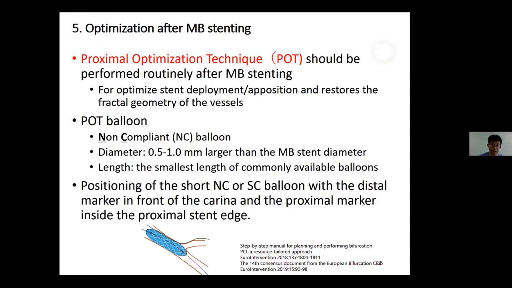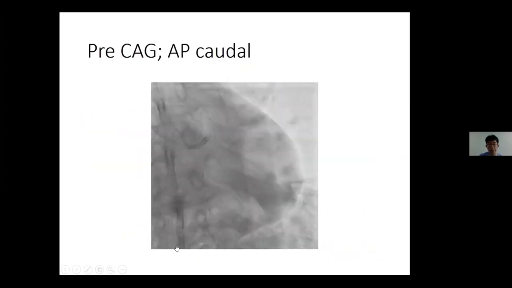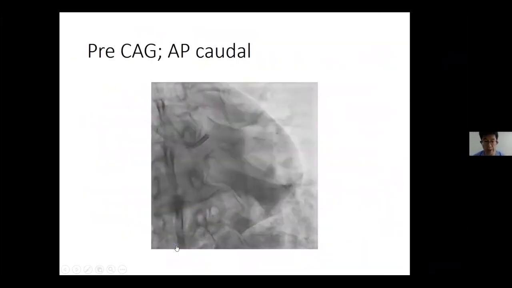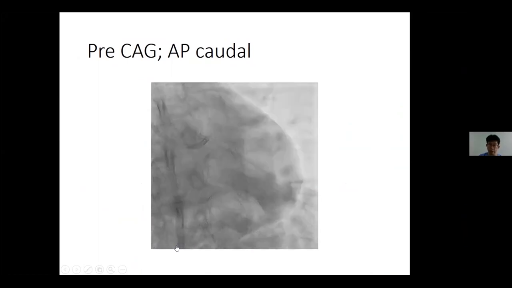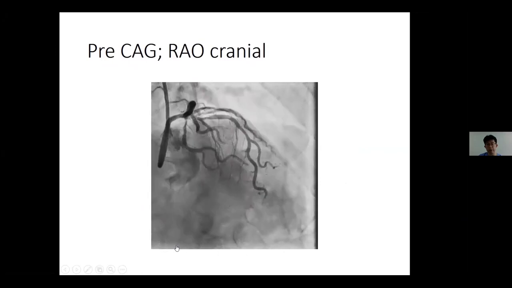And a very important thing is positioning of the short non-compliant balloon with a distal marker in front of the carina and the proximal marker inside the proximal stent edge. A very important thing. This is an example case. This is an ostial LAD lesion. This is an AP caudal view, and this is an RAO cranial view.